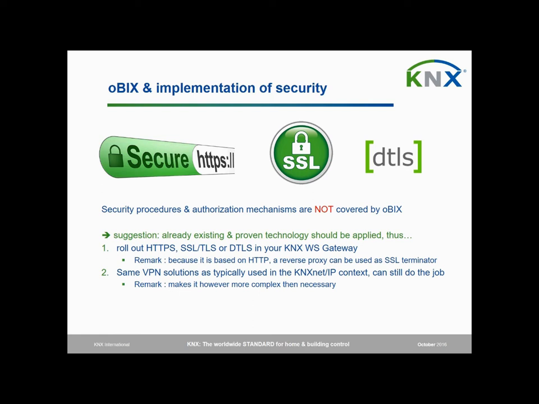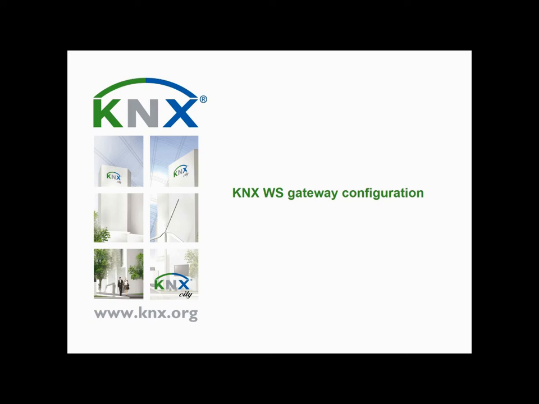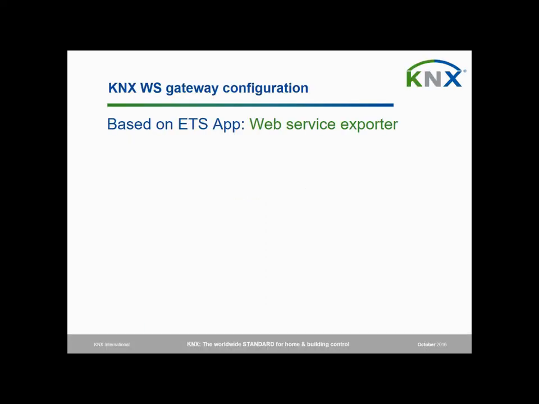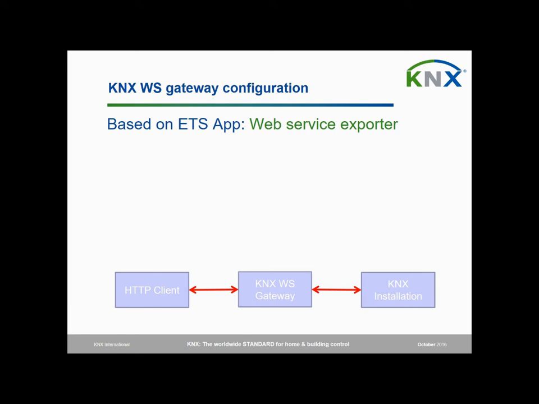Okay, how is a KNX WS gateway actually configured? This is regardless of the standard that will be used, OBIX or any other standard or profile. So this is just a general approach. The KNX WS gateway configuration will be based on an ETS app called the Web Service Exporter. So this is the situation. We have again on the right side the KNX installation, in the middle the KNX WS gateway, and on the left side the HTTP client.